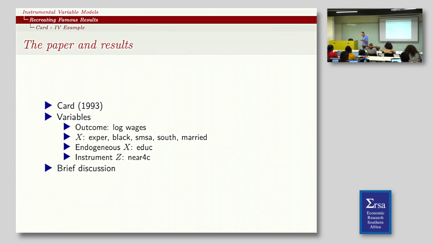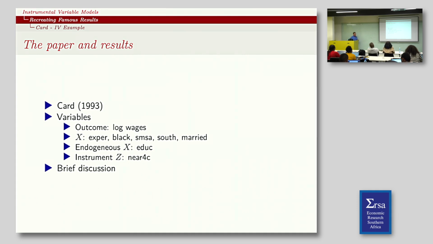Here the question is basically, we'd like to understand what college education might do for individual earnings. So we've got wages. We've got a series of controls like experience, race, SMSA, which is a measure of city size, South, the southern part of the U.S., where wages in general are lower, at least they certainly were back at that stage, and then marital status. He also includes experience.